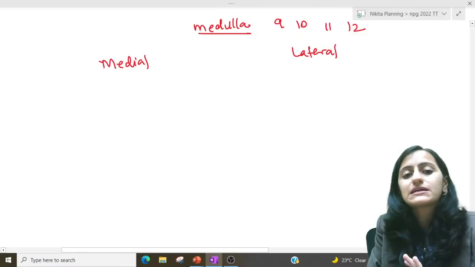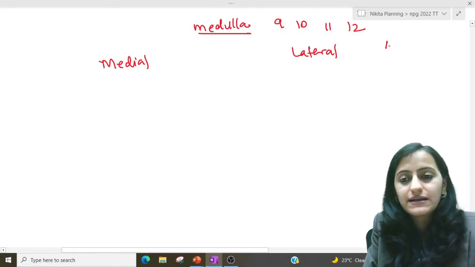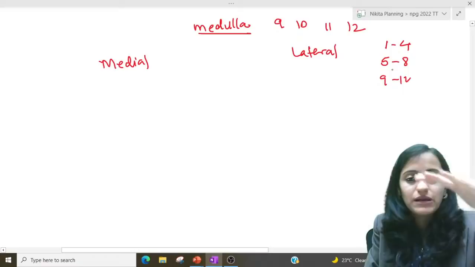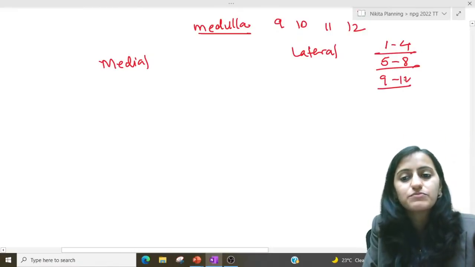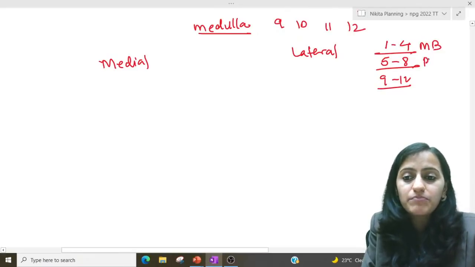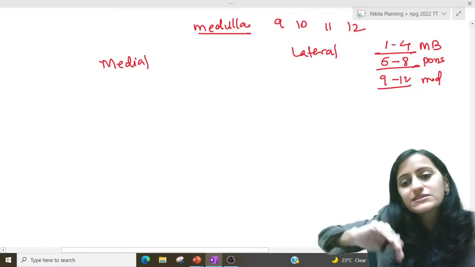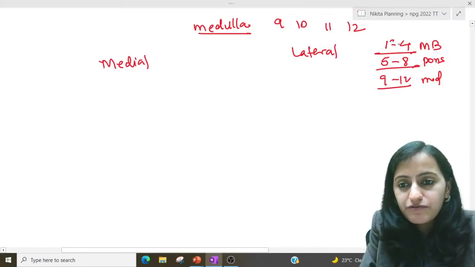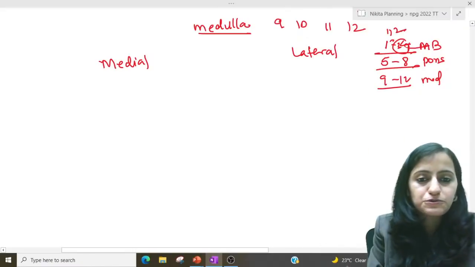Easy way to remember cranial nerves. The 12 cranial nerves, divide into 3 parts: 1 to 4, 5 to 8 and 9 to 12. So upper 4, middle 4 and lower 4. These are respectively from midbrain, pons and medulla. That means above the pons, in the pons and below the pons. 3 and 4 are from the midbrain; olfactory and optic are above the pons.